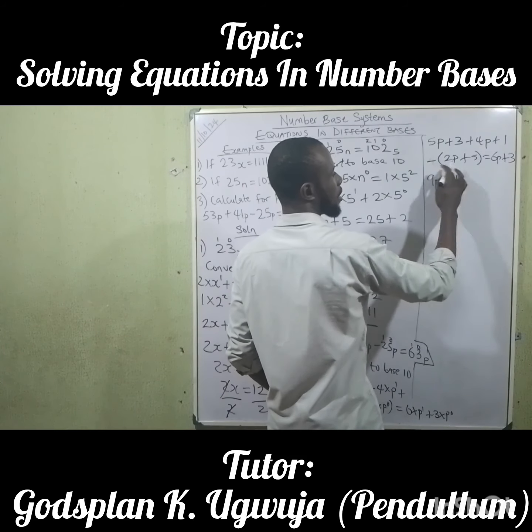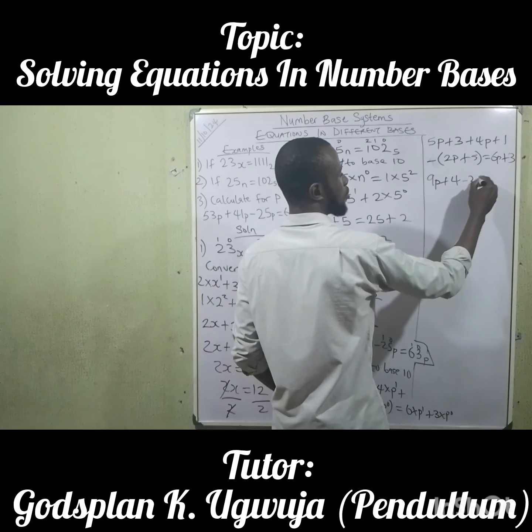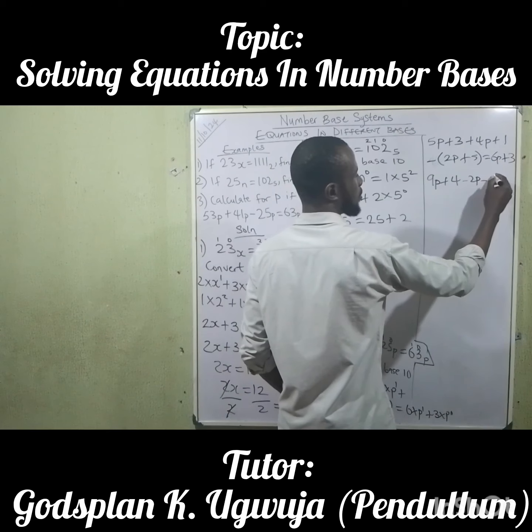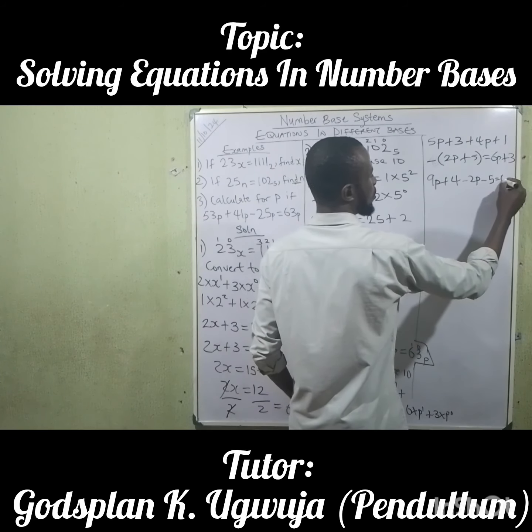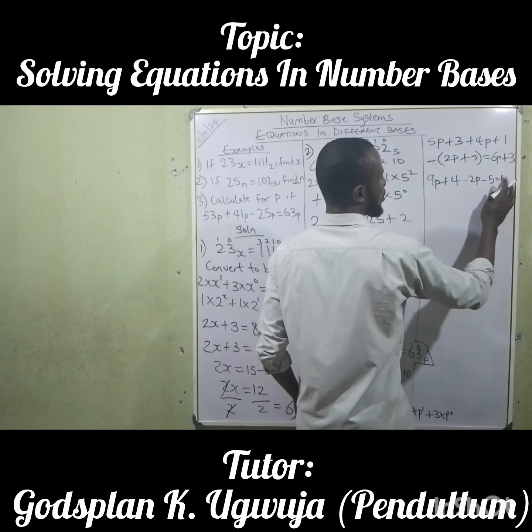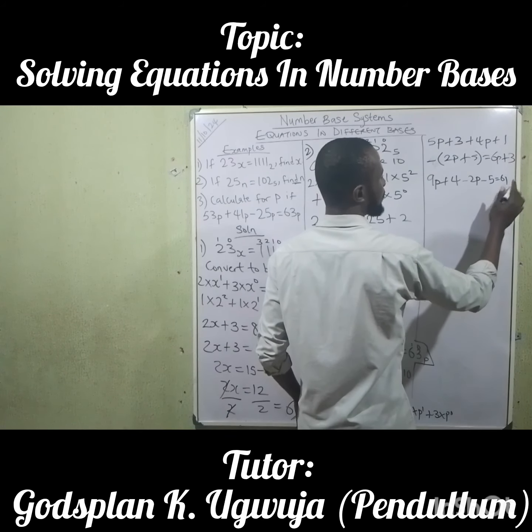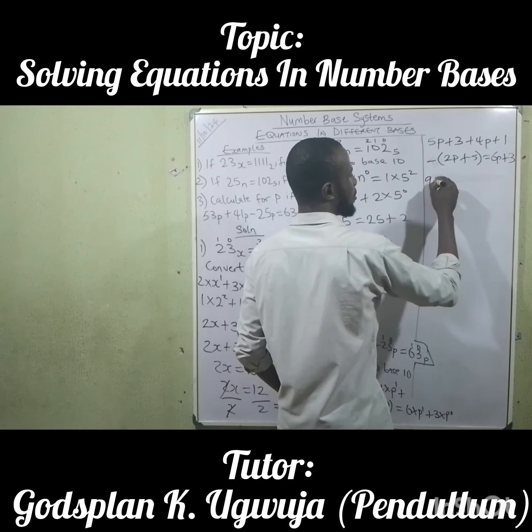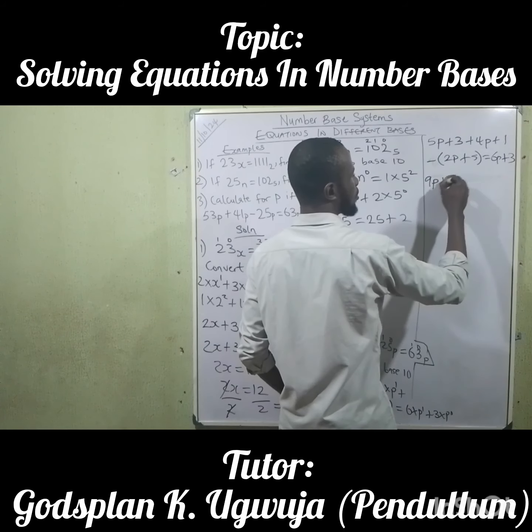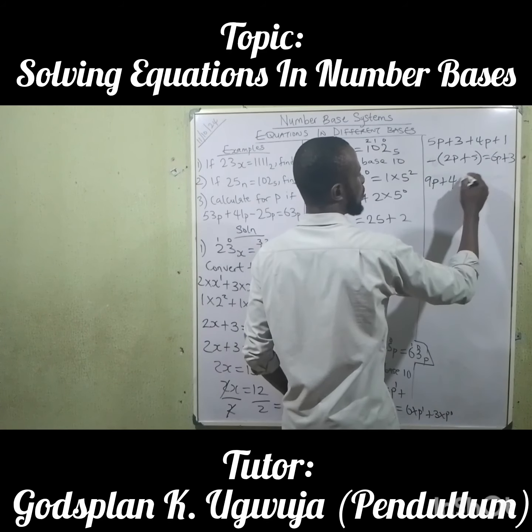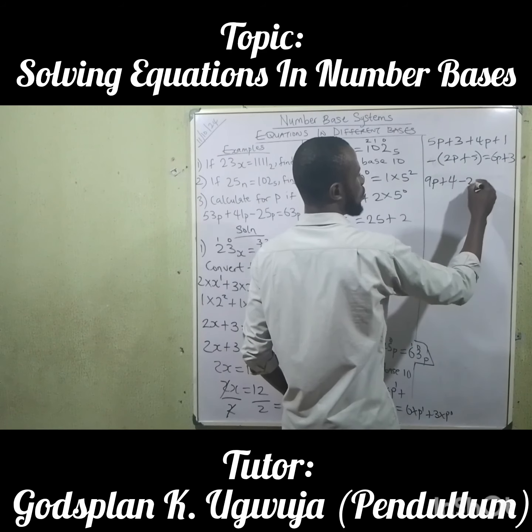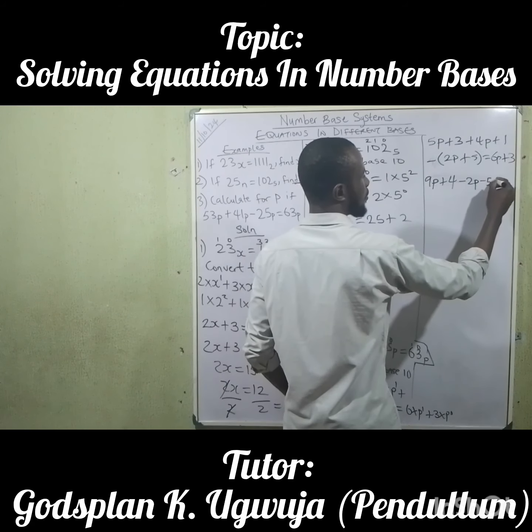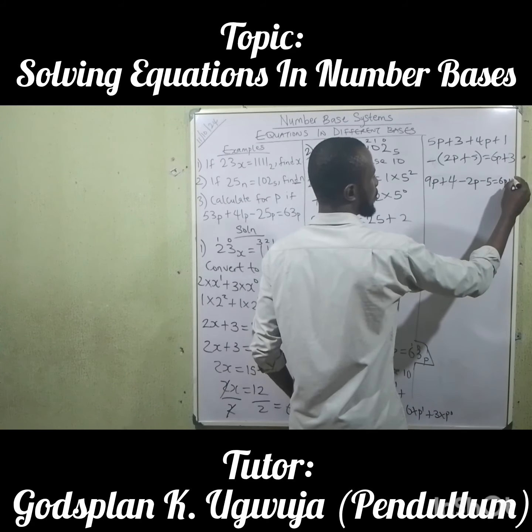Then, if we open this bracket, minus times 2p is minus 2p, minus times plus 5, minus times plus is minus 5, equals 6p. Let me write it in a way that it will enter, please. So this is 9p, 5p plus 4p plus 3 plus 1, 4, minus 2p, minus 5, equals 6p plus 3.